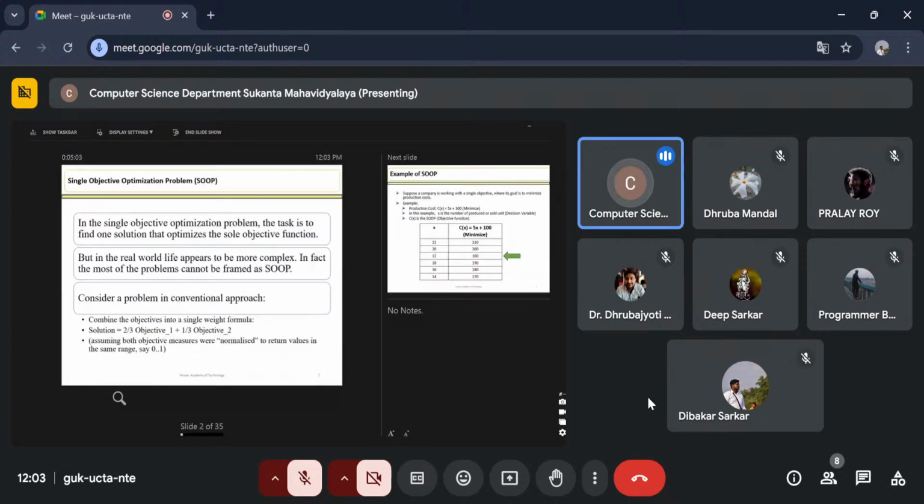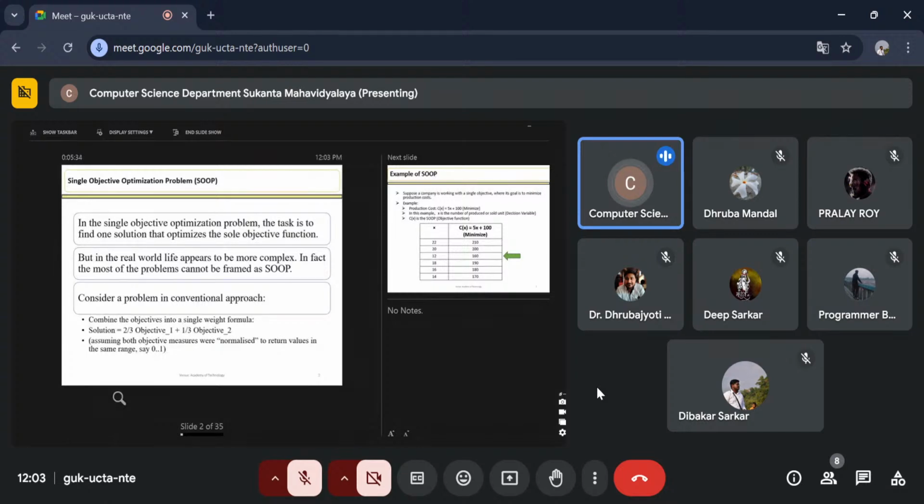So see here, there are two objectives, objective 1 and objective 2, and these are basically weights, normalized weights, 2/3, 1/3. So it's basically a linear combination of two objectives that is going to provide you the final solution. Apparently very simple, but very debatable.